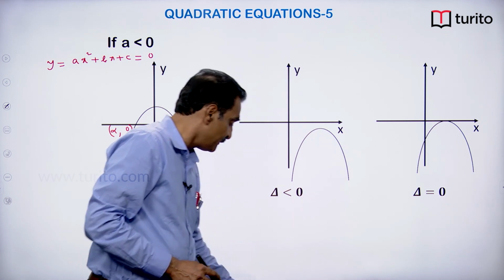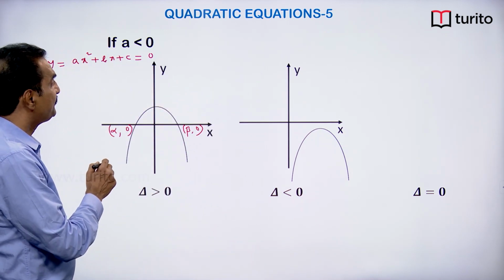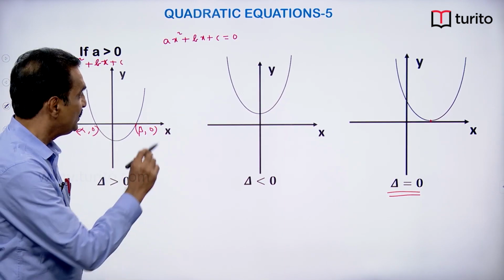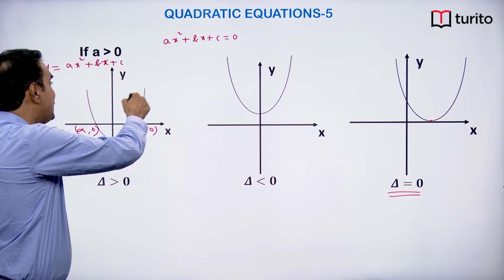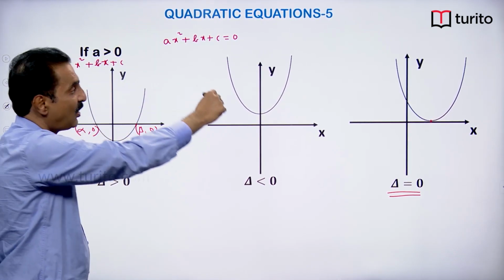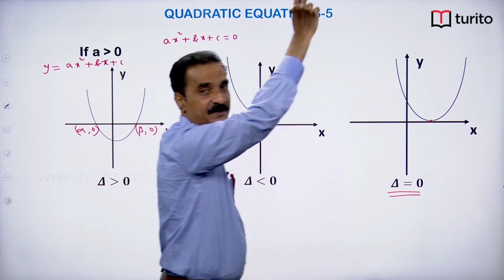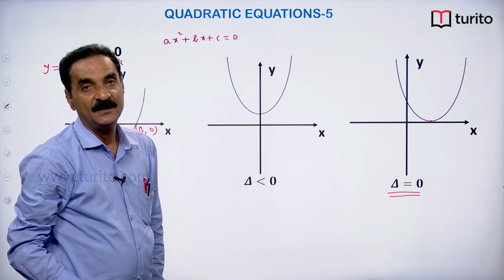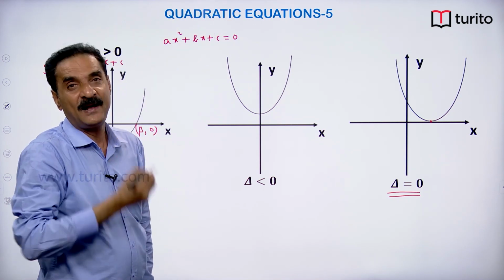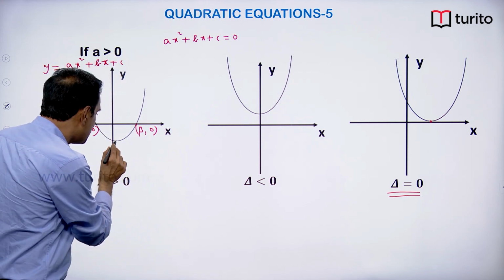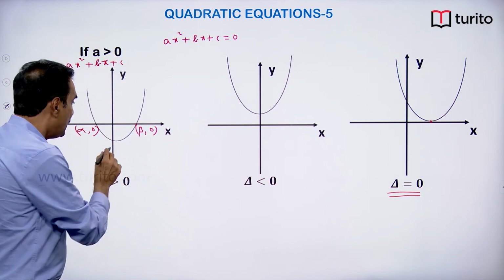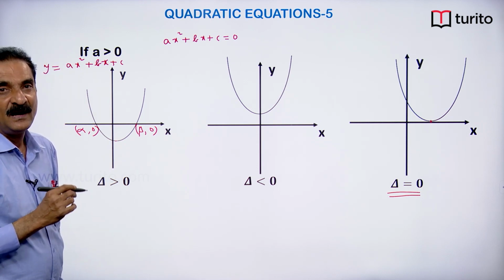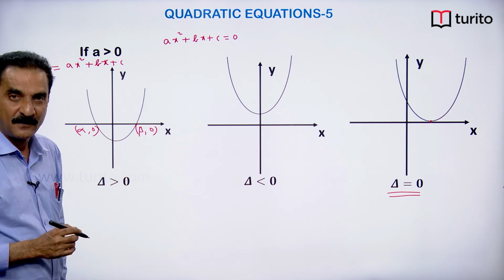Okay. Now, considering these 3 positions when a is positive, you can observe that the value of y can vary up to infinity. In all the cases, y can take values up to infinity. Y coordinate of any point on the curve can reach up to infinity. But there is a minimum value of y. It occurs at this bottommost point. At this bottommost point, the value of y will be minimum. And how to get the minimum value of y?